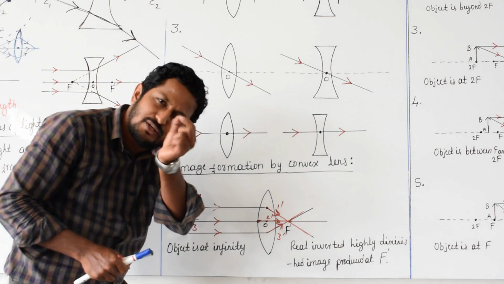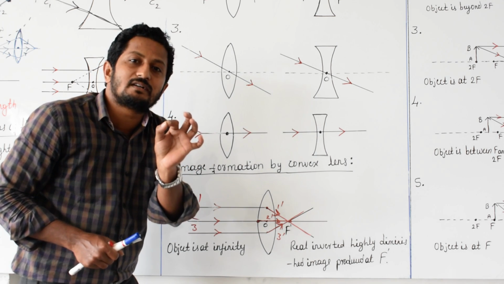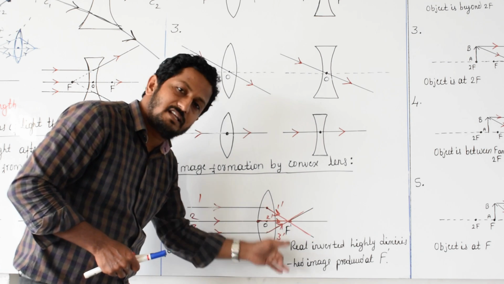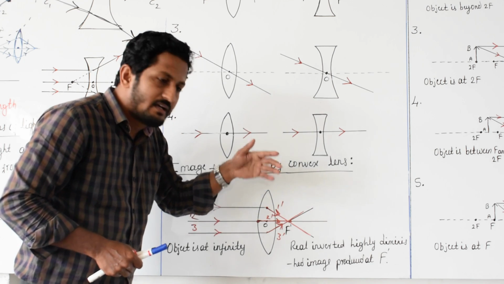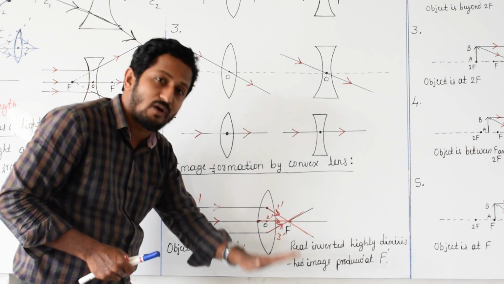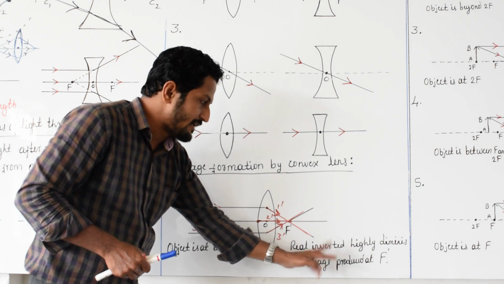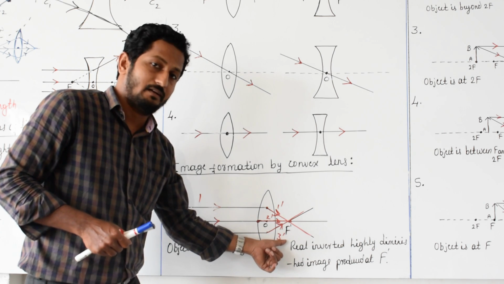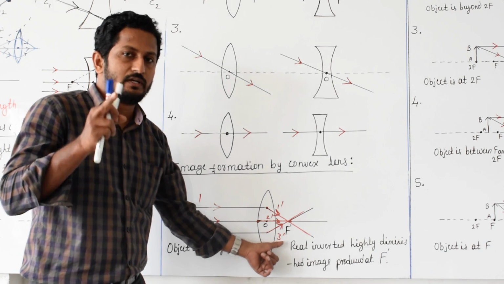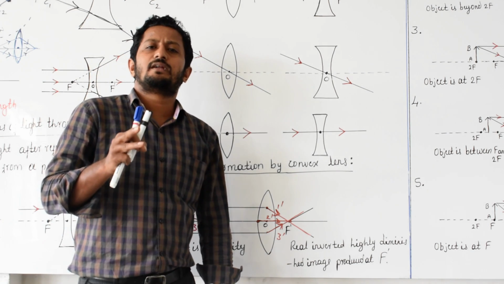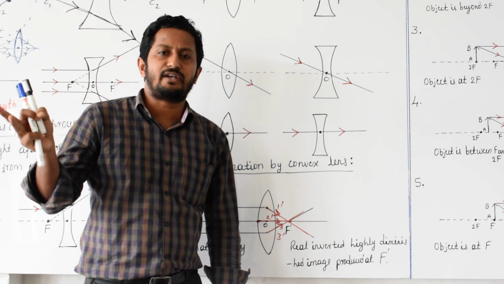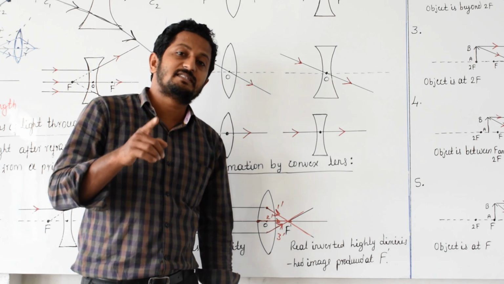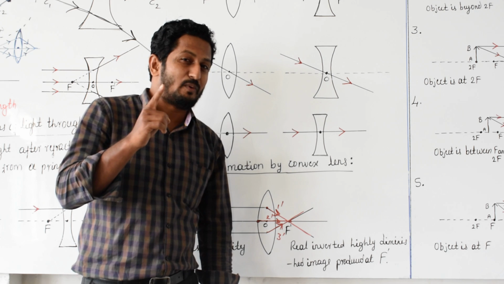That point only is the image. Means what? That is existing, that is physically there. I mean it is real. Inverted means it is downward, vertically oriented downward. Okay, a real, inverted and highly diminished image is produced at the principal focus point. Have you understood? Okay, yes, it's very important. When the object is at infinity, then its image is going to be produced at the principal focus point. It's very important, you have to remember.